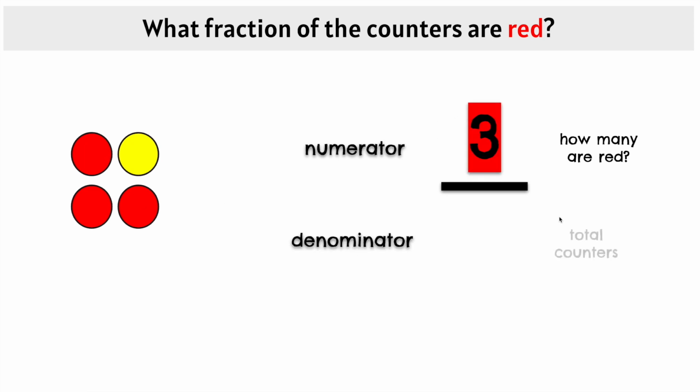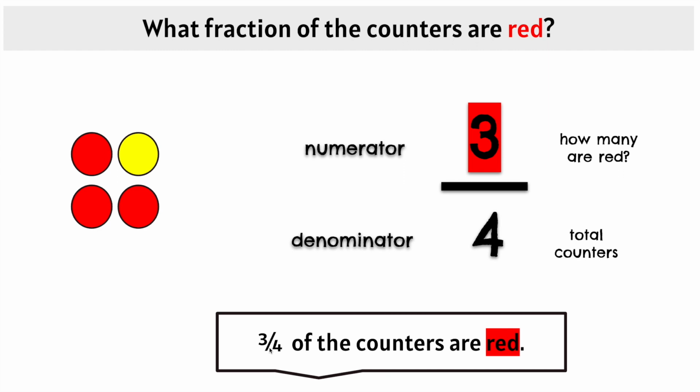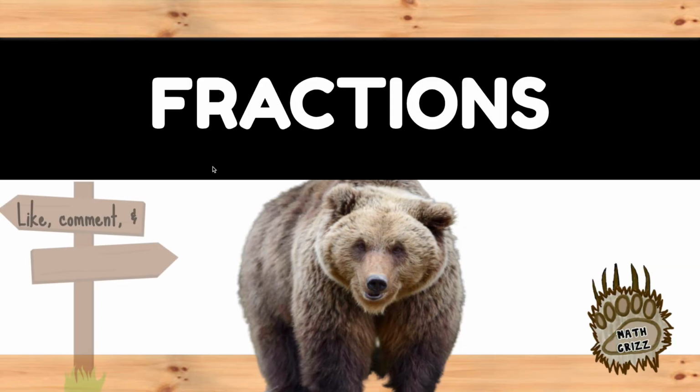And the denominator stands for how many total counters in this set. 1, 2, 3, 4. We can say that 3/4 of the counters are red. Now, what fraction of the counters are yellow? We can say that 1/4 of the counters are yellow.